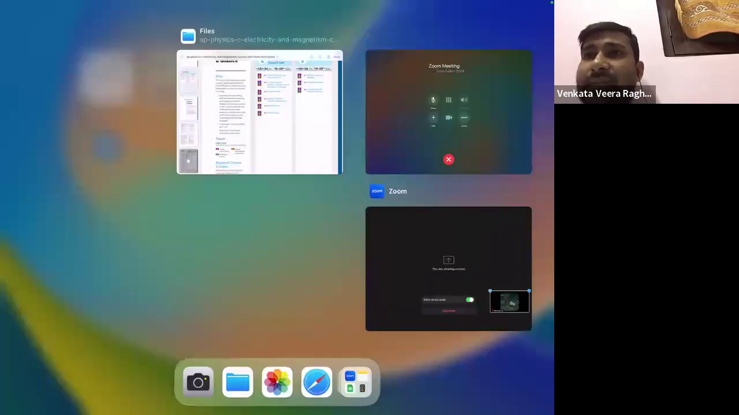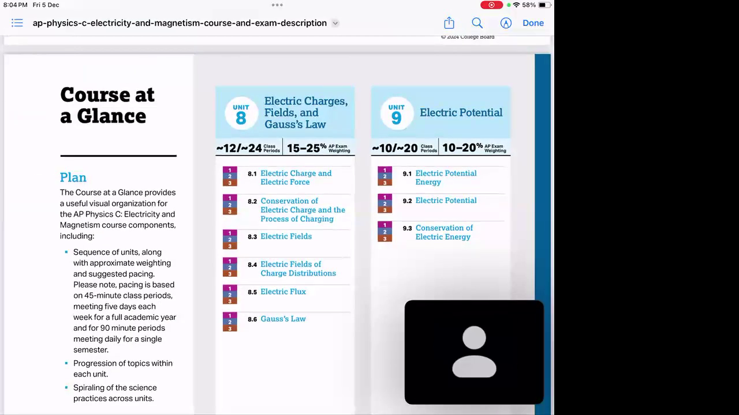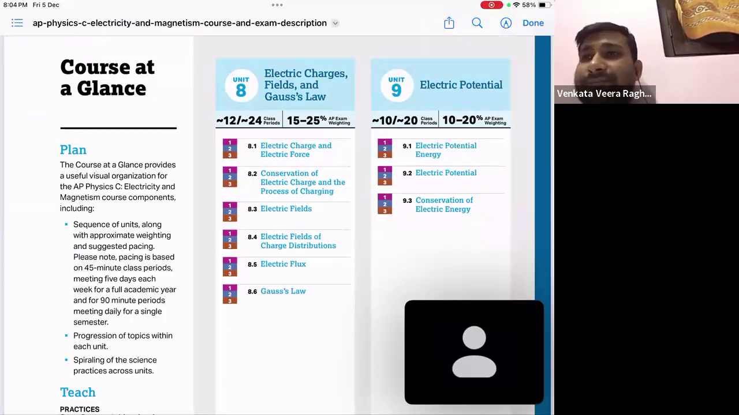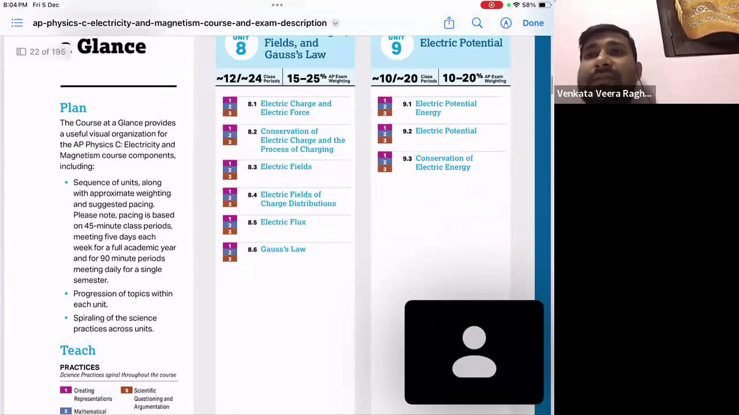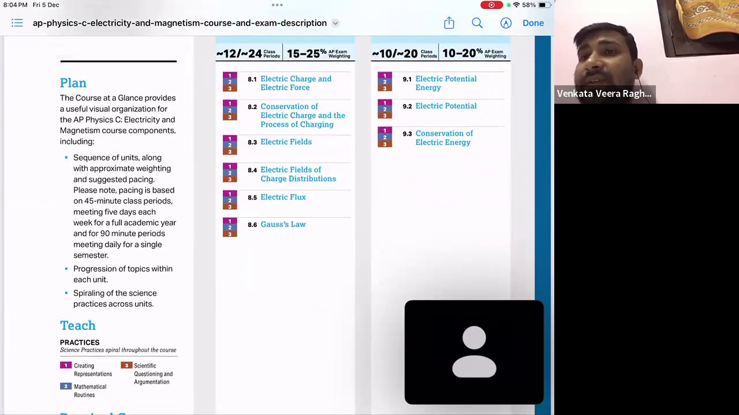See, my screen is visible. Check it. Yes, sir. The first part we have is the electric charge, field, and the Gauss law. So electric charge, Coulomb's law, which will give us the force, and conservation of electric charge and the process of charging. Electric field concept, electric field due to the distribution of charge, like what will be due to the line charge, ring charge. Then we will learn how to calculate the electric flux, integration method as well as the Gauss law method.